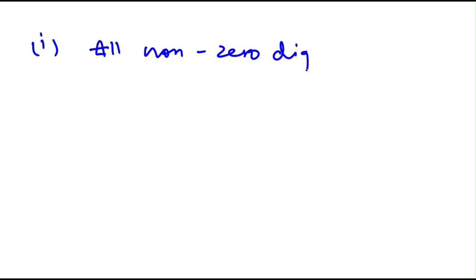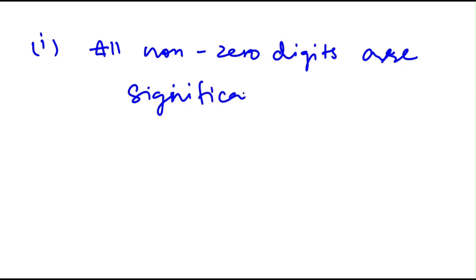Okay, let's continue to discuss some rules. How do we determine the number of significant figures? The first rule: all non-zero digits are significant, no matter where they are in the reported value. Let's take an example, then it will be more clear.